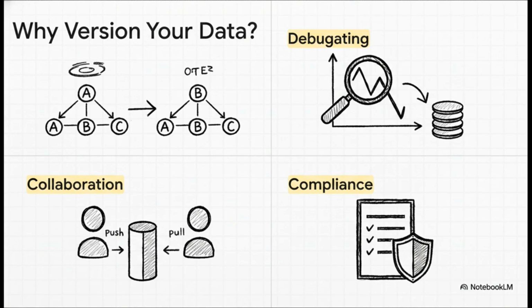Second, debugging. If your model's performance suddenly tanks, versioning lets you trace the problem back to the specific data change that caused it. It also lets teams collaborate without tripping over each other, and it gives you an audit trail for compliance. These aren't just suggestions, they are lifesavers.